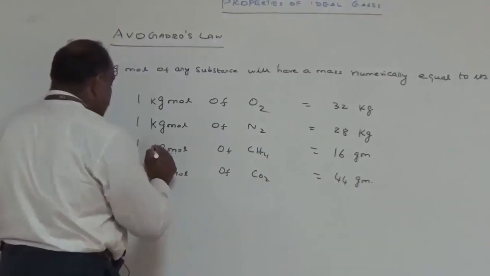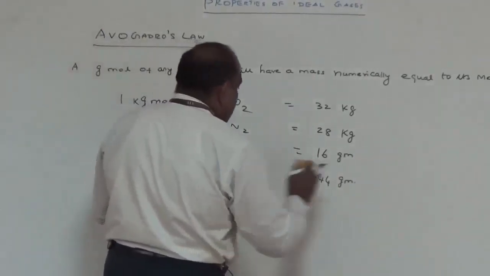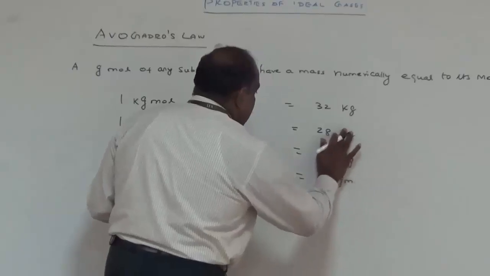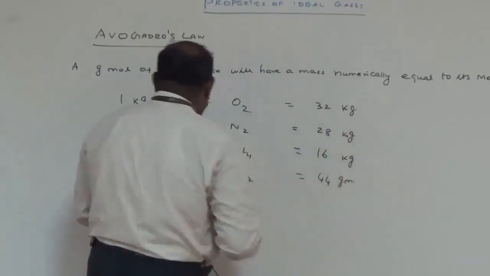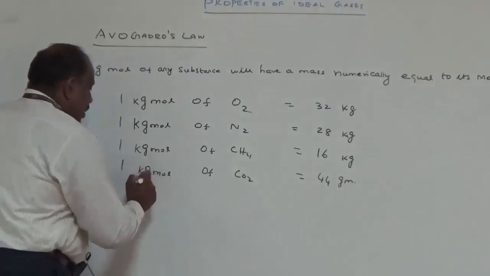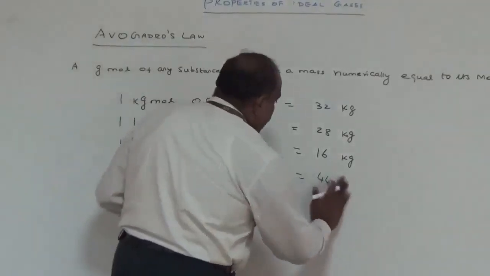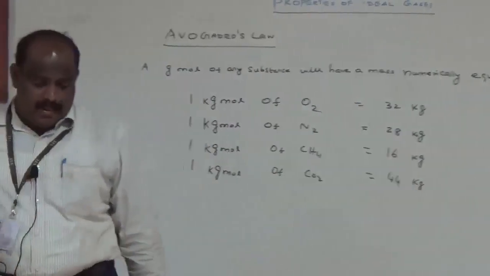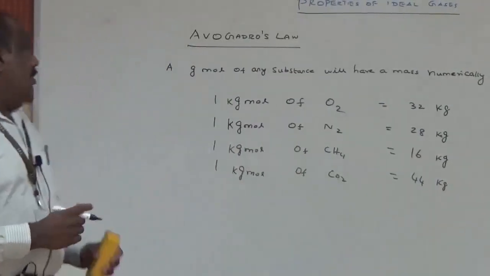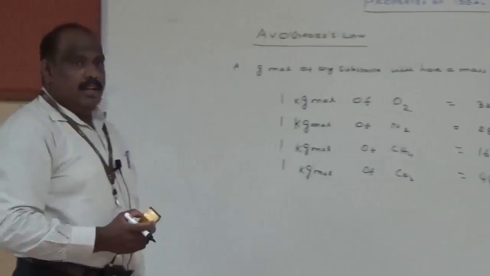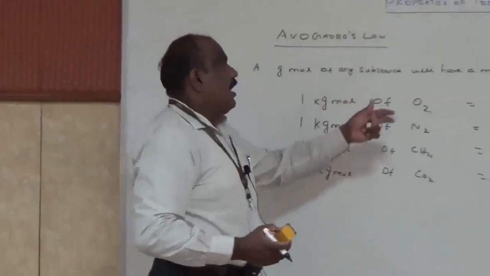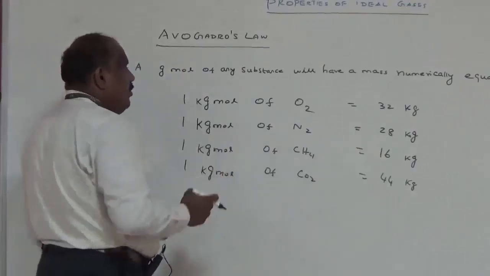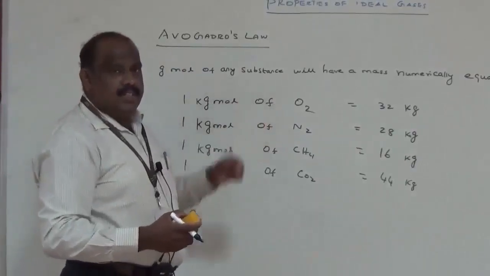Similarly, 1 kilogram mole of methane will have 16 kilograms. Please recall, this is not capital K, it is only small k. Similarly, 1 kilogram mole of carbon dioxide will have 44 kg of mass. So this is the statement which is very important for deriving Avogadro's law. 1 gram mole of any substance will have a mass numerically equal to its molecular weight. I hope now you have got the physical understanding of this statement.